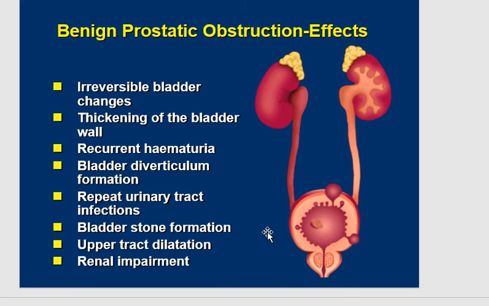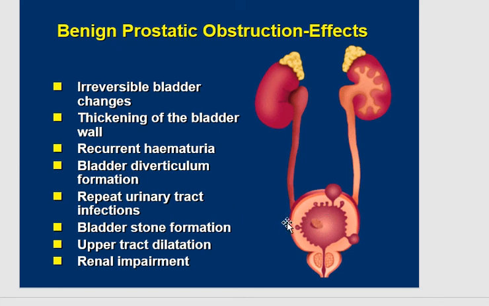This is the obstructed BPH. If the BPH is left untreated, what will happen to the urinary system? This is the enlarged prostate leading to back pressure. What would happen? Irreversible changes in the bladder. The bladder wall becomes thick. Thickening of the bladder wall, recurrent hematuria from the prostate, bladder diverticulum formation. There are different diverticula formed inside the bladder wall.